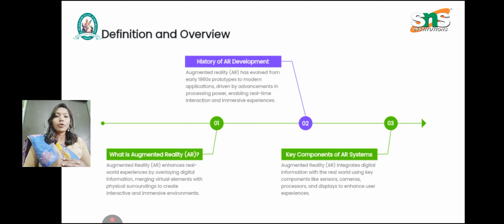The key points of AR processors are that the digital information is taken from the real world, using components like sensors, cameras, processors, and displays to enhance the experience. Augmented reality overlays digital information and merges the virtual elements with the physical surroundings.